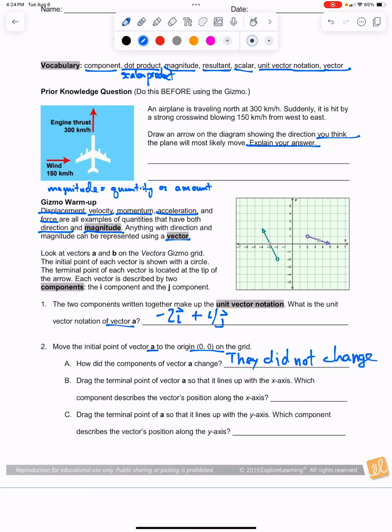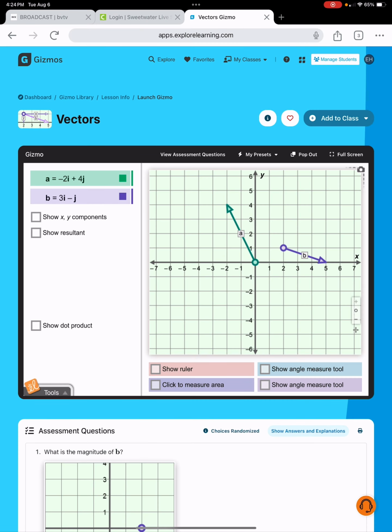Drag the terminal point of A so that it lines up with the x-axis. Which component describes the vector's position along the x-axis? So if I take the arrow, the terminal point, and I drag it along the x-axis, notice I have the terminal point at negative 5. Notice it says negative 5i plus 0j.